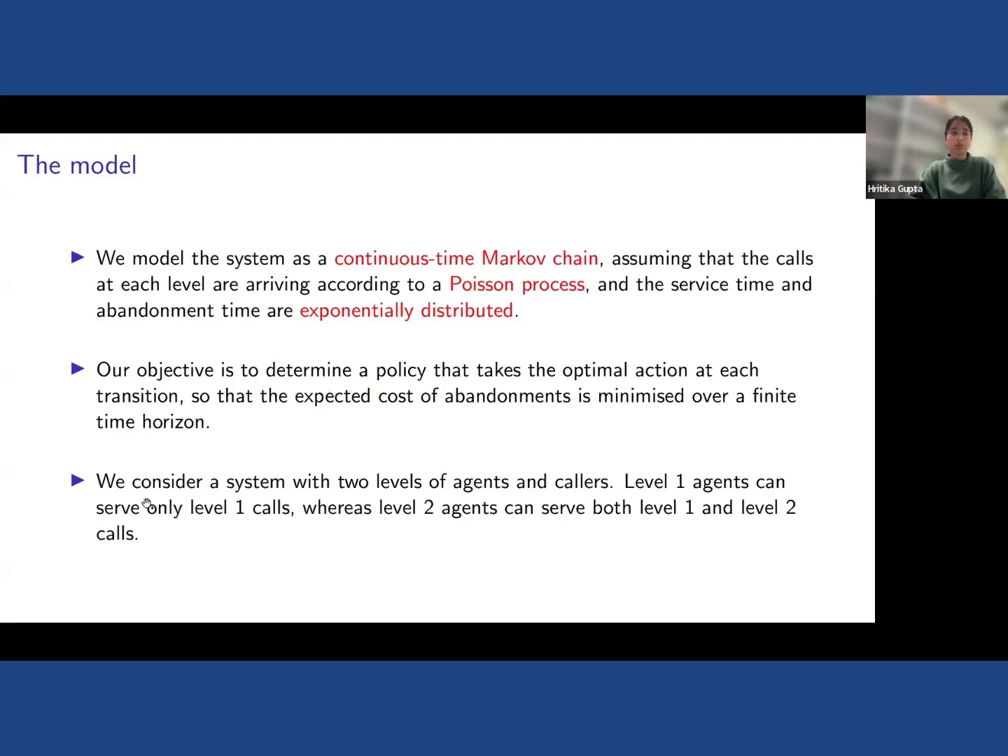So we consider a system with two levels of agents and callers. Level 1 agents can serve only level 1 calls, whereas level 2 agents can serve both level 1 and level 2 calls. So similar to the example I showed above, I will go back to the 4 levels case at the end of the presentation, but for now we're just working with 2 levels.